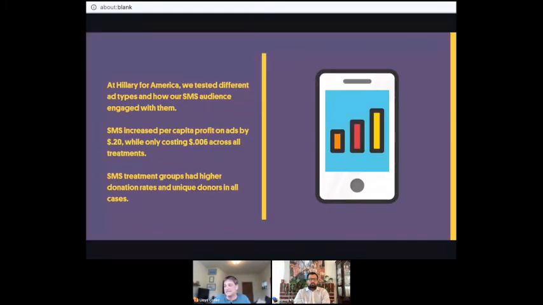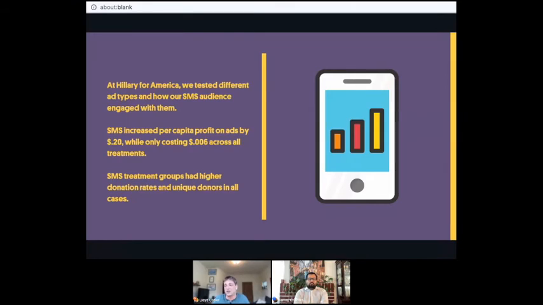So one of the things we tested, and I think is really important, like I said, is spending on ads, right? Ads are really expensive. And often now with iOS changes and stuff like that, it's more and more difficult to narrow down and target. So you want to think about, what do you know about your SMS supporters? What does that translate to in ads? How do you use that to boost the effectiveness of some of these ads?